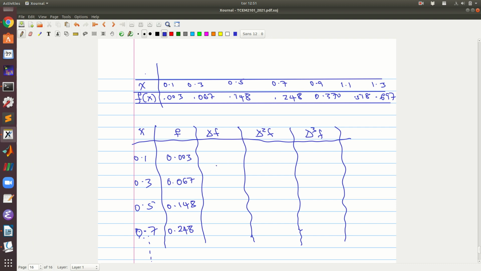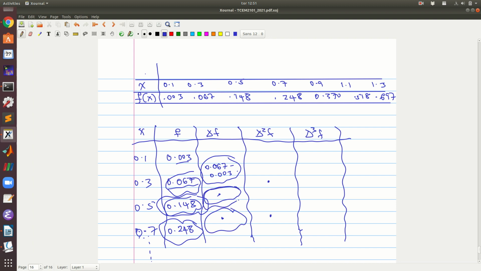Then the first forward difference here, we simply know it is 0.067, the value here, minus 0.003. Then to get the first forward difference here, you just get this minus that. To get the first forward difference here, you get this minus that. To get the second forward difference here, you simply get the value you got here minus the value you got here. Second forward difference here, the value here minus the value here, and so on.